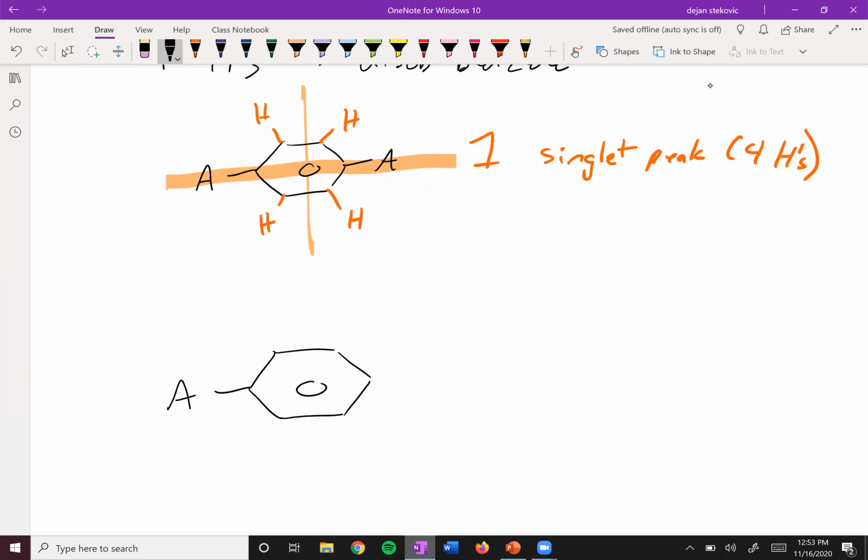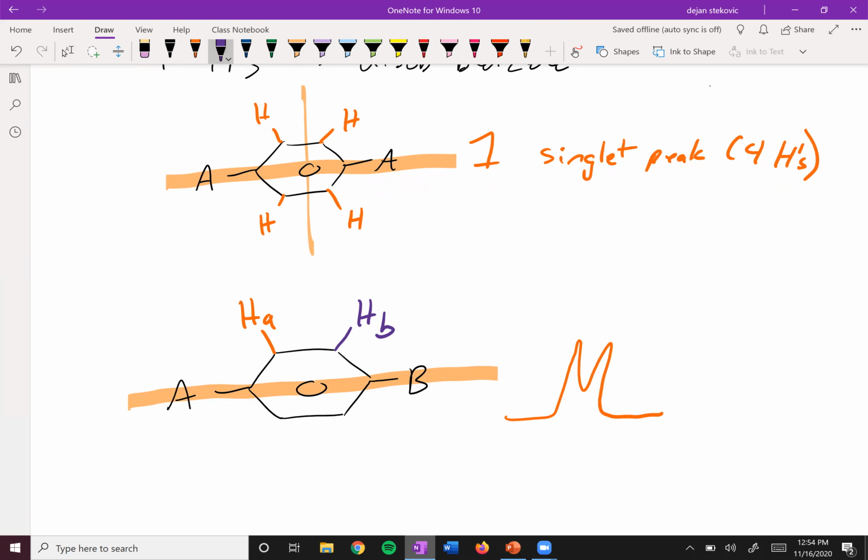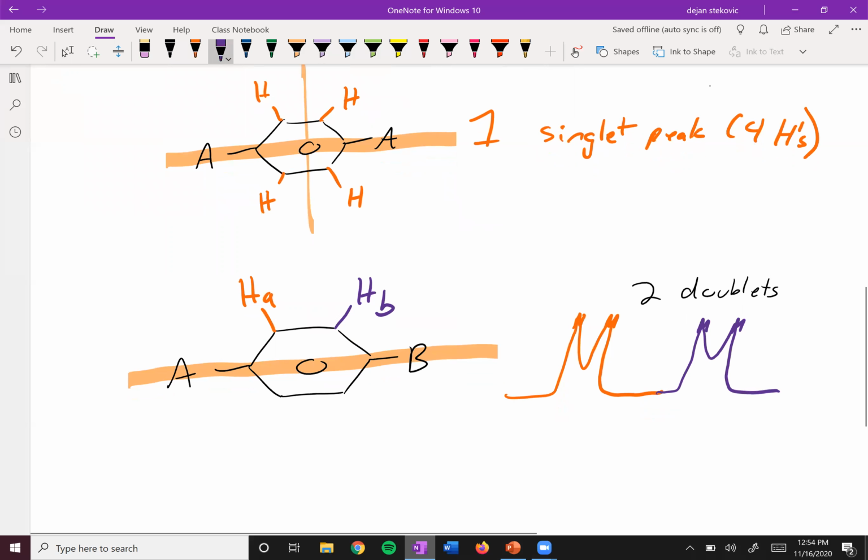If your 2 substituents are not the same, right, now we have kind of A and B here, we still have symmetry along this plane, but we don't have symmetry along the other plane. And so we have HA here and then HB here. And both of these will show up as a doublet, right? So HA will be a doublet, and then HB will be a doublet. So if you see 2 doublets, or depending on the NMR, you might see a small splitting in these peaks, so they're kind of like doublets of doublets. But if you see approximately 2 doublets in this aromatic region, that means that you have this 1,4 di-substituted pattern.